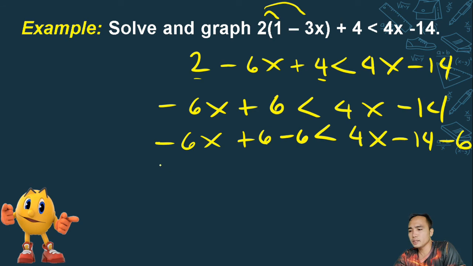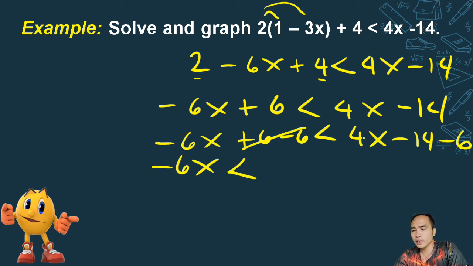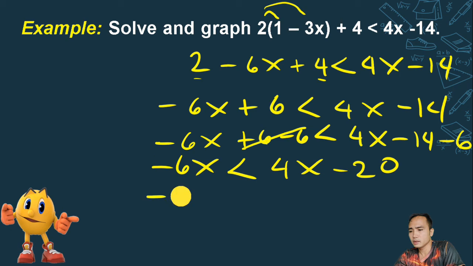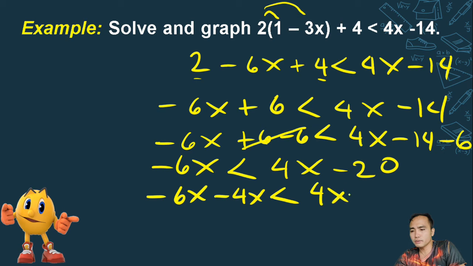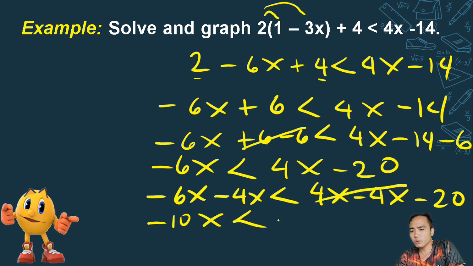So negative 6x, and 6 minus 6 is 0, less than 4x. Negative 14 minus 6 is negative 20. Next, eliminate 4x from this side, so we subtract 4x on both sides: negative 6x minus 4x less than 4x minus 4x, which is 0, minus 20. Negative 6 minus 4 is negative 10. Negative 10x less than negative 20.